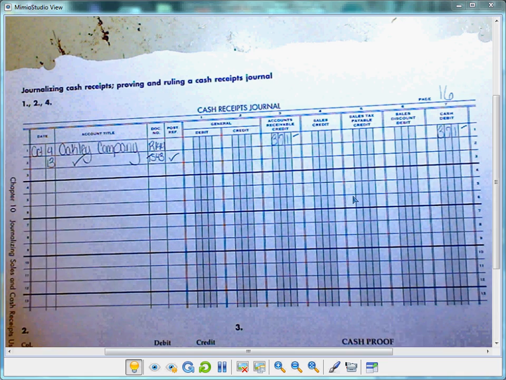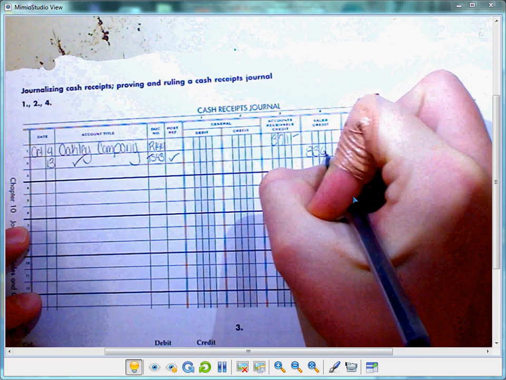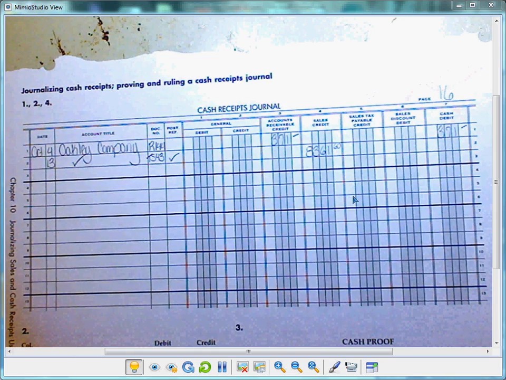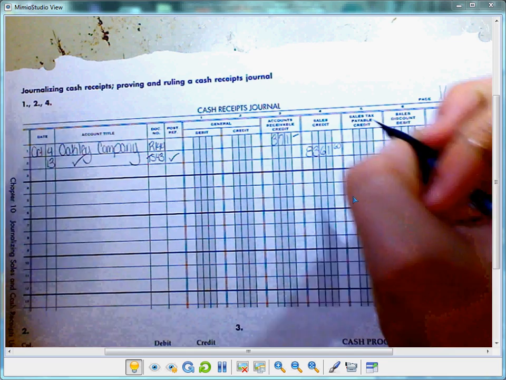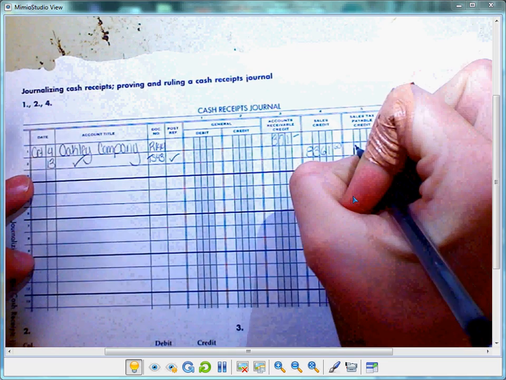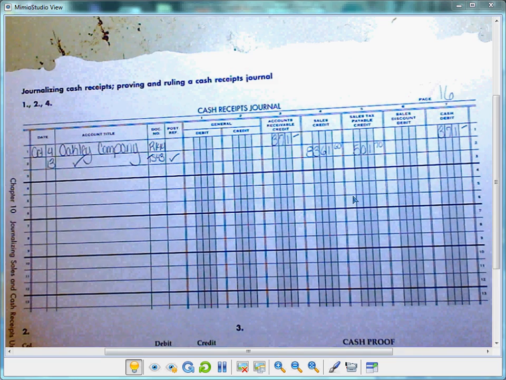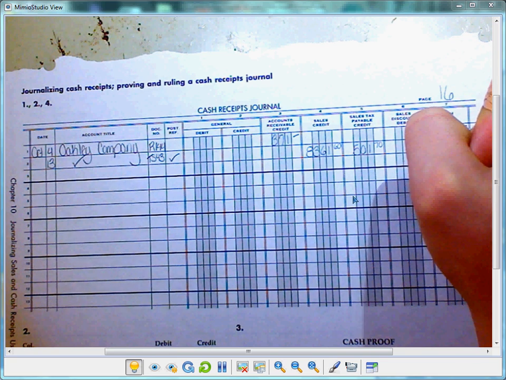So $8,361.60. Then it said sales tax of $501.70. So that's the next column, sales tax payable, $501.70. And then it said for a total of $8,863.30. What is that going to go in? Okay, cash debit, $8,863.30.